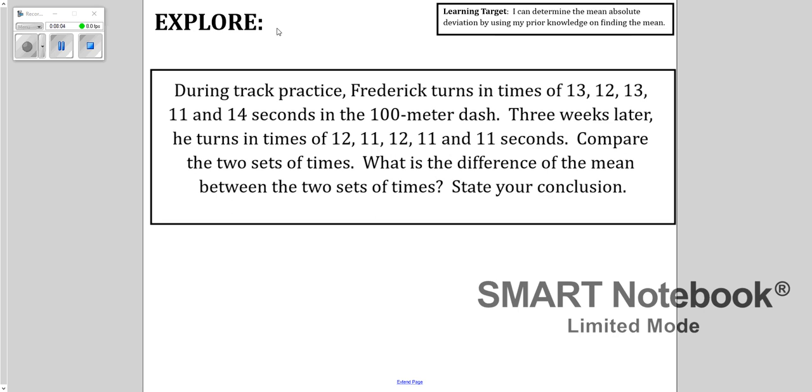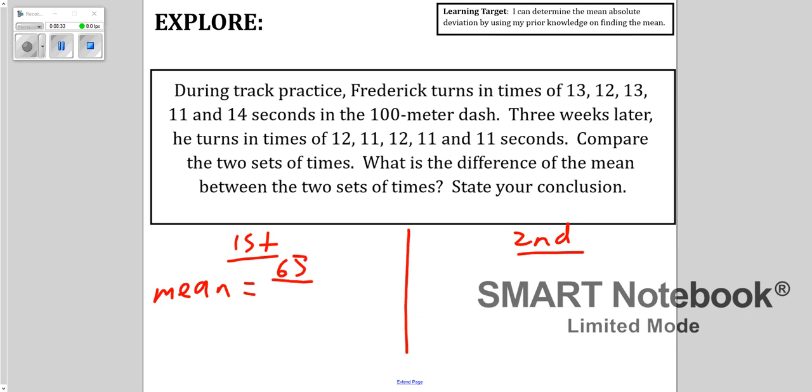All right, so it wants to know the difference of the means between the 2 sets. That means we need to find the mean of each set. So we could say the first set and the second set. So the first one, when you do the mean, when you add up the times, 13 plus 12 plus 13 plus 11 plus 14, that's 63. And there are 5 numbers there. So 63 divided by 5 is 12.6. So Frederick had a mean of 12.6 seconds.